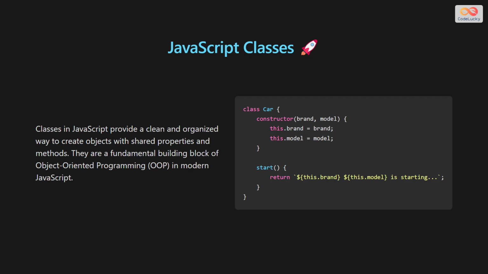JavaScript classes offer a structured and organized method for creating objects that share properties and methods. They serve as a fundamental component of object-oriented programming in modern JavaScript. Here we can see an example of a class called Car, which has a constructor that takes in brand and model, and a method named start.